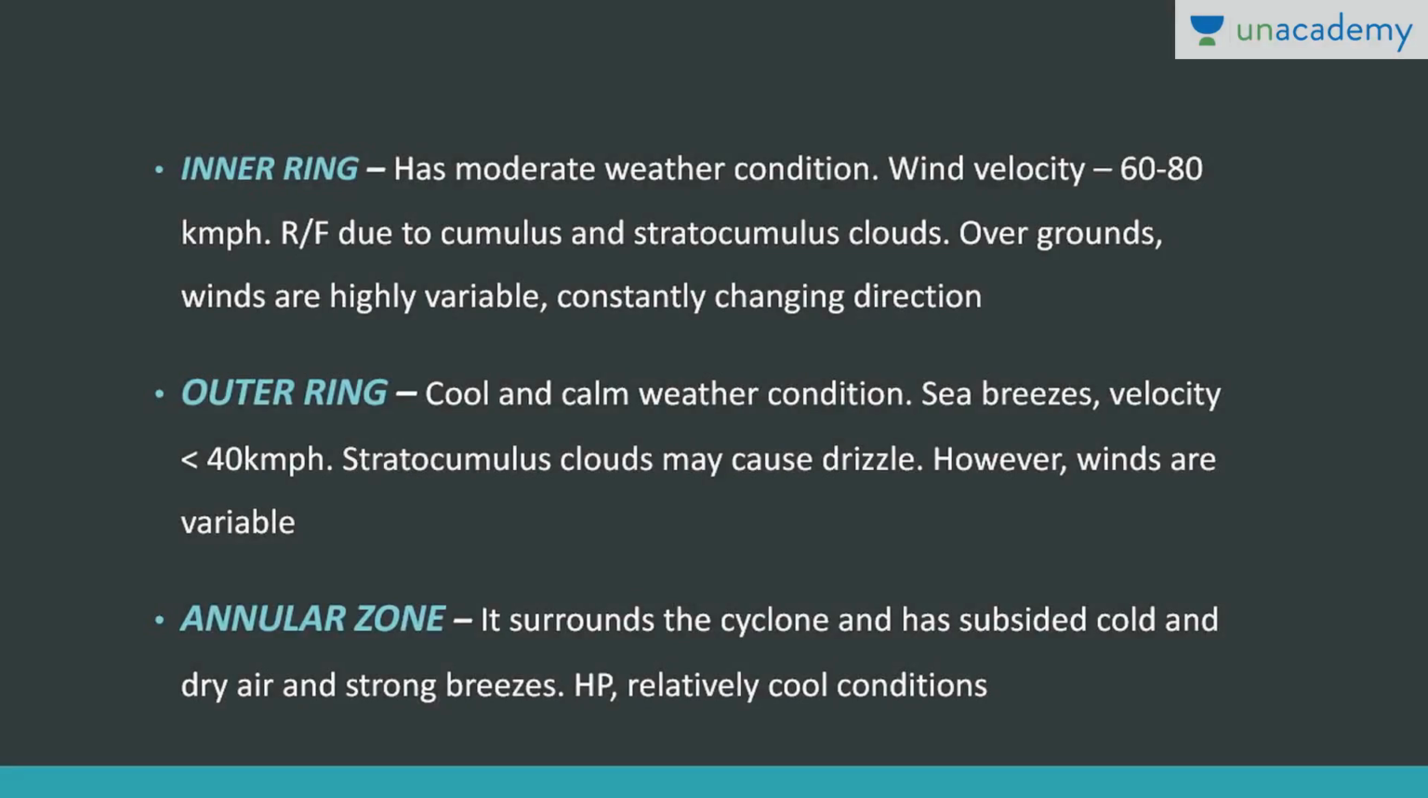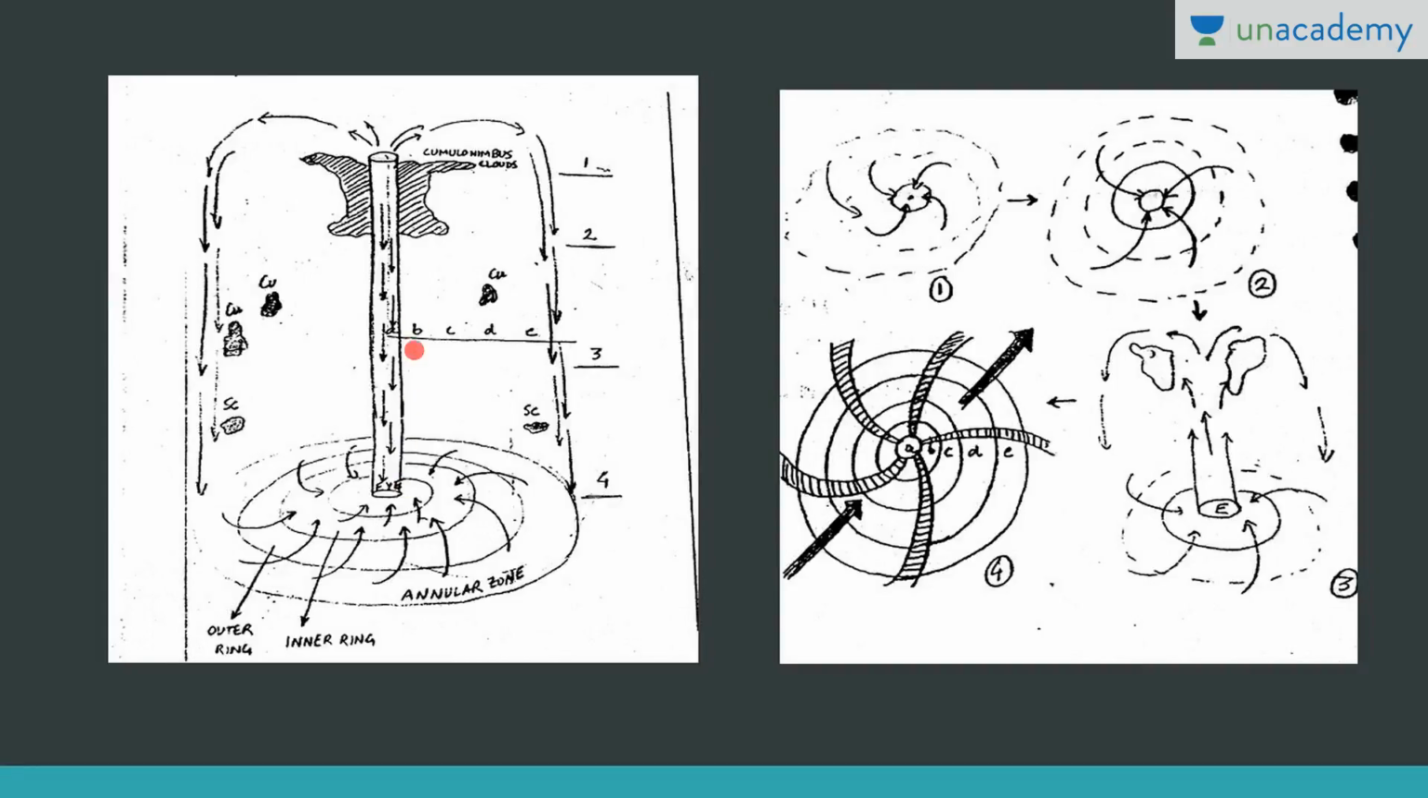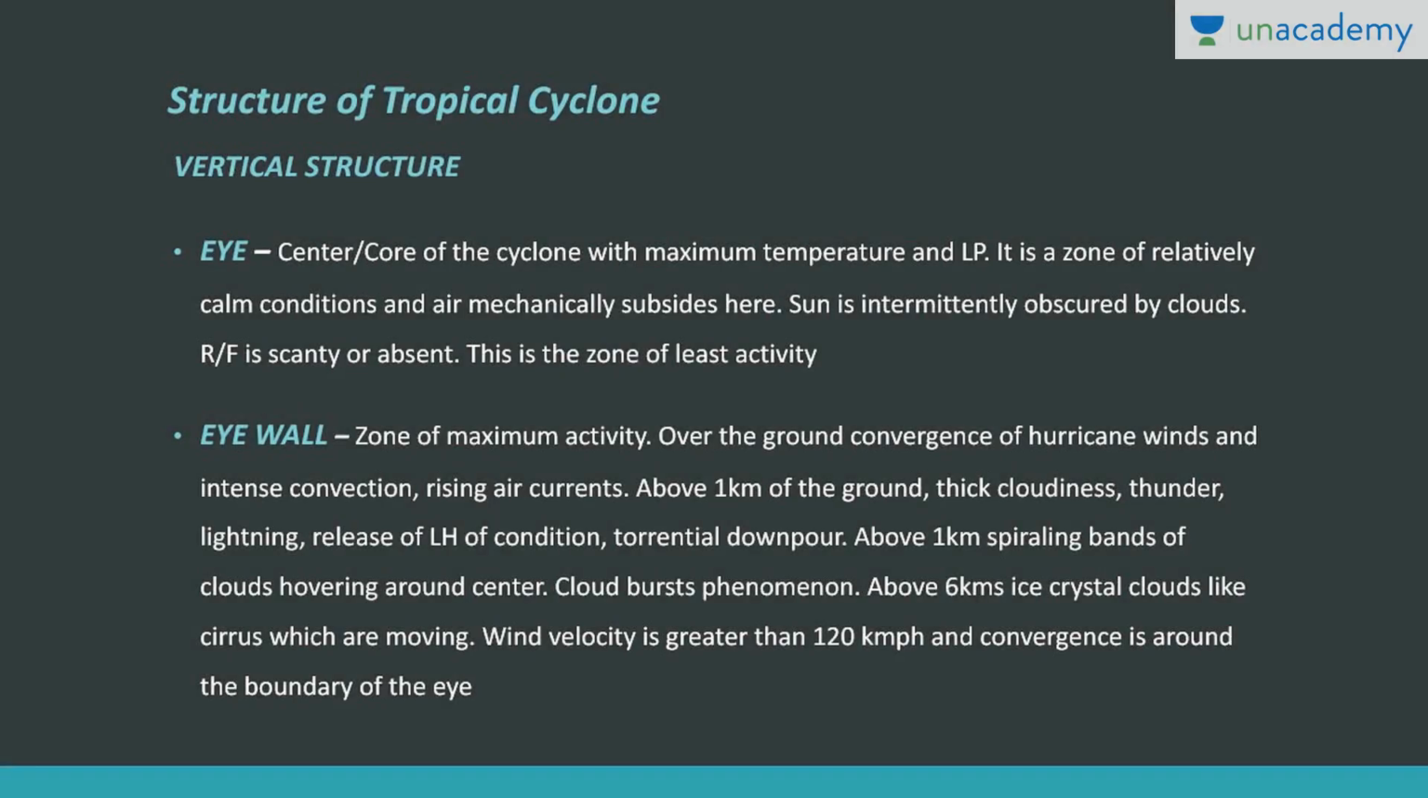You can see it here in this diagram. This is the eye, right? And here the air is mechanically subsiding. So this is a zone of calm condition. Now the next one, that is the eye wall, that is surrounding the eye. This is the zone of maximum activity. Here all the ground convergence of winds and intense convection takes place. Rising air currents you can see in this eye wall.